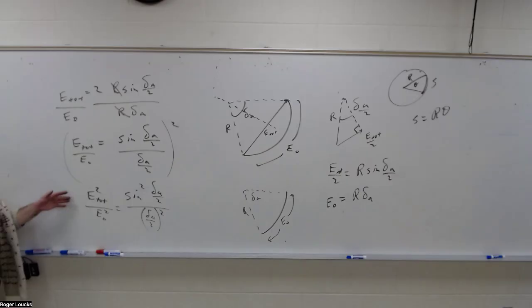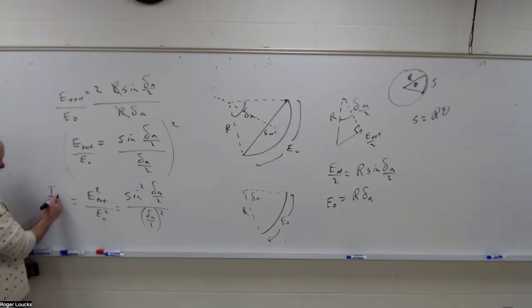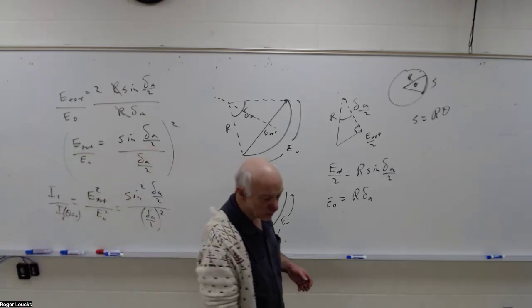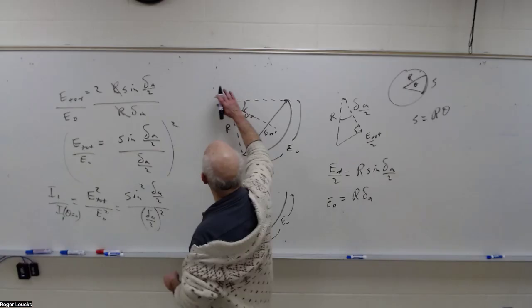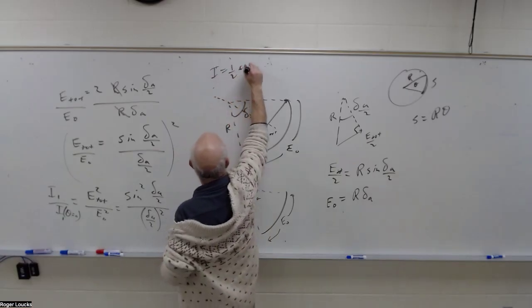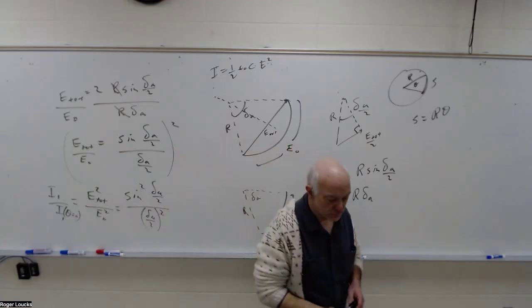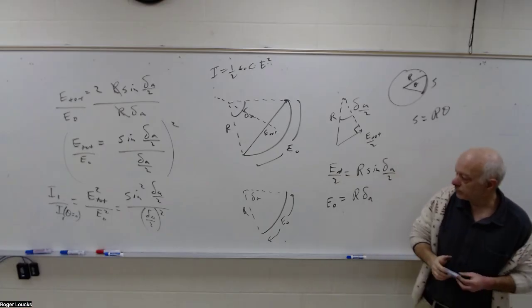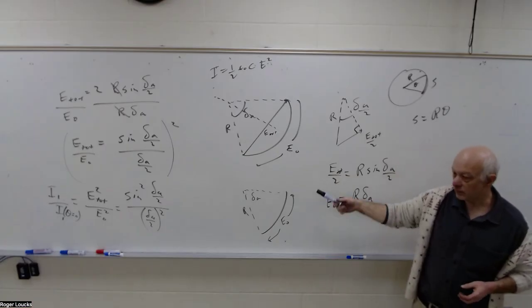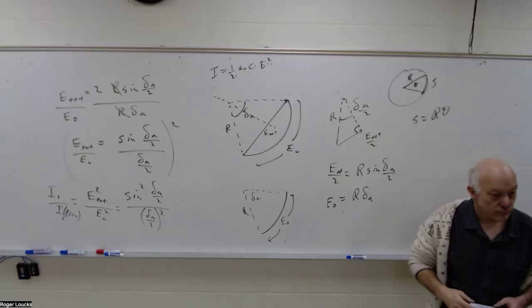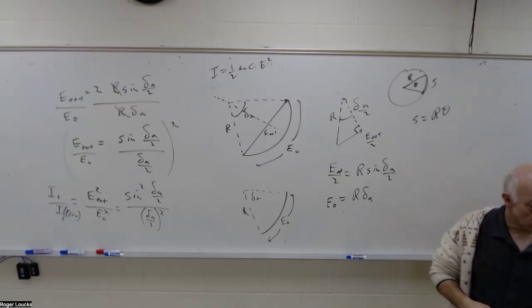I can multiply both sides, top and bottom, by one half epsilon naught C. Then I could write this as the total intensity at any point over the intensity at 0, and I'll set it for one slit. Remember, your intensity is one half epsilon naught C times E squared, so multiply the top and bottom by that factor. Shazam. That makes sense? I have no idea why I was doing the triangle. Questions?